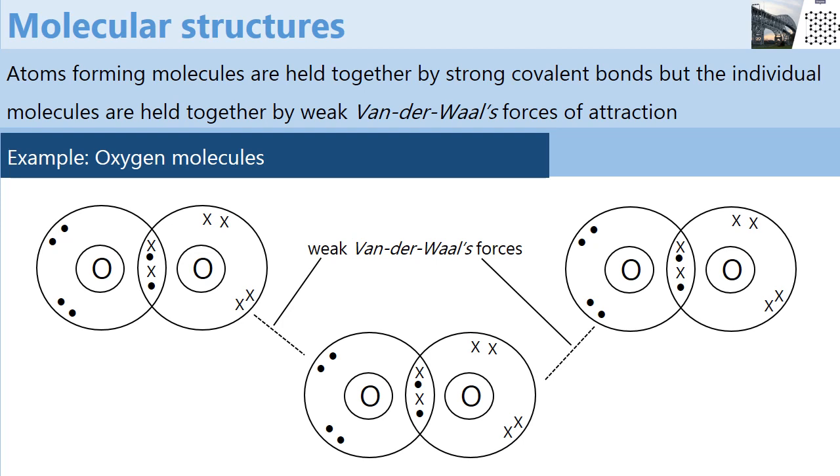Molecular structures. Now covalent bonds usually form two types of structures. The first one is molecular structures. Atoms forming molecules are held together by strong covalent bonds. Like in these oxygen molecules, we have two strong covalent bonds in between the atoms.